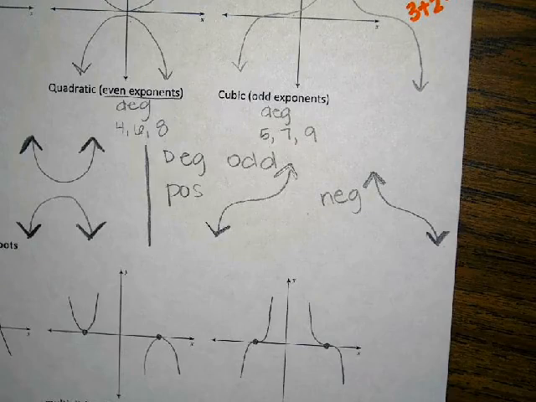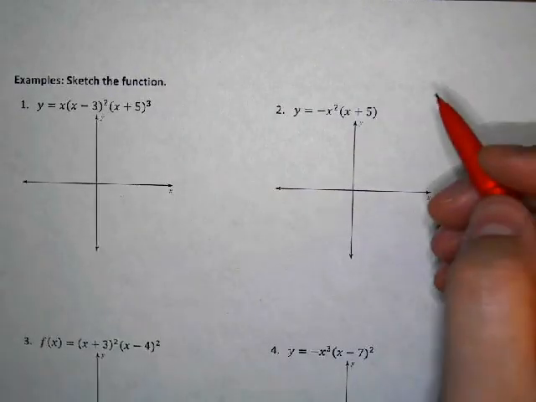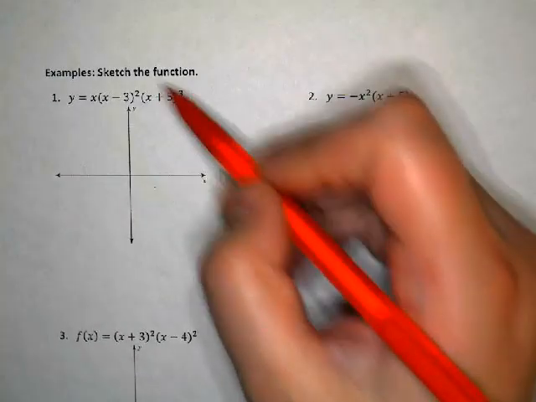Okay, so we're going to look at all these things, and we're going to use this information to help us draw sketches of these graphs. So let's go ahead and turn to the next page where it has some equations. The first thing we're going to do is look at our equation.